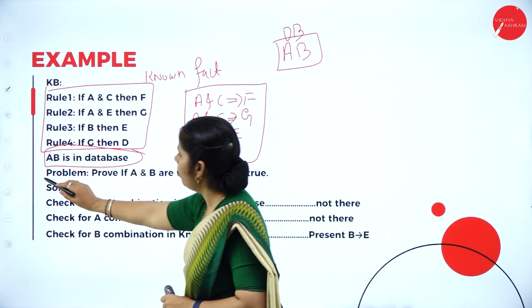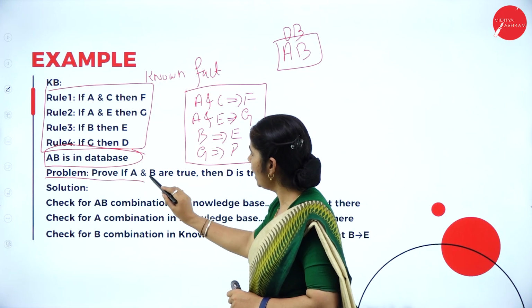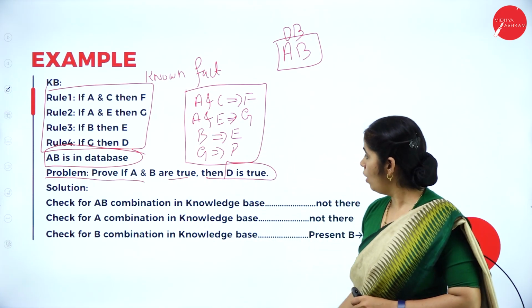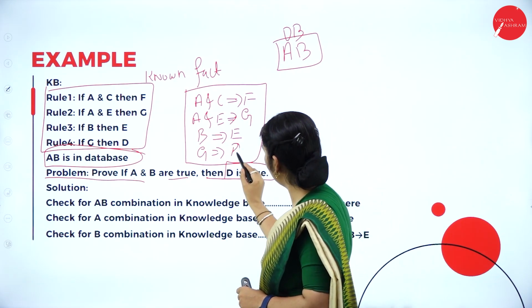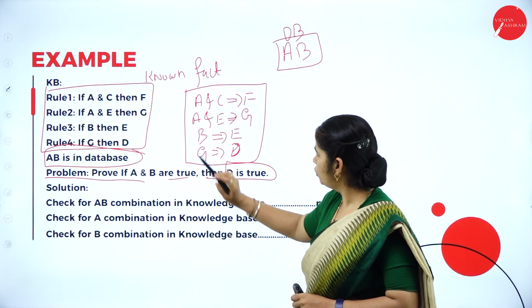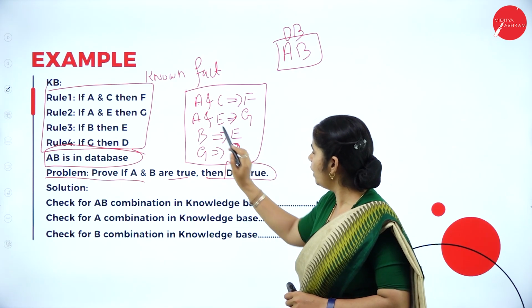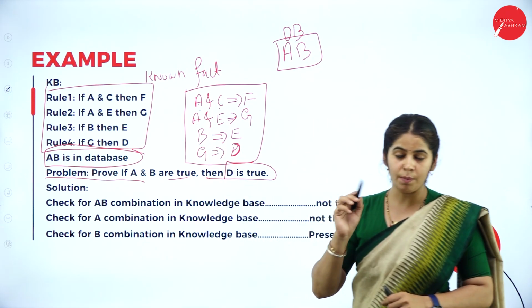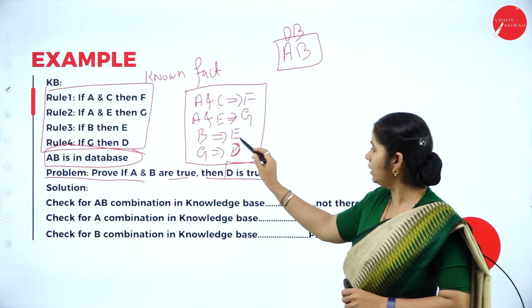So what is the problem here? We have to prove that if A and B are true, then D is also true. Where do we have D? We have a D here, right? If A and B are true, then D is also true. We don't have a direct implication from A or from B to D.